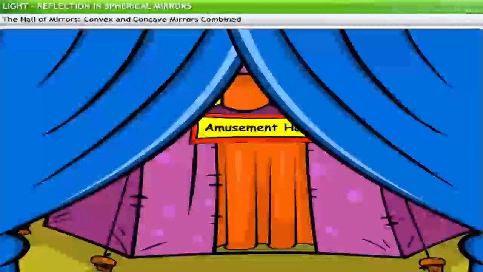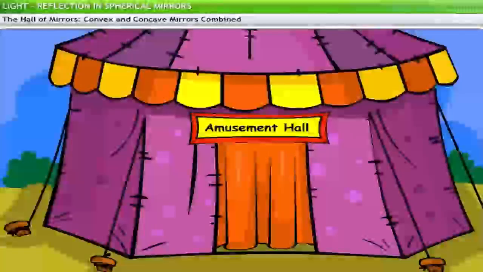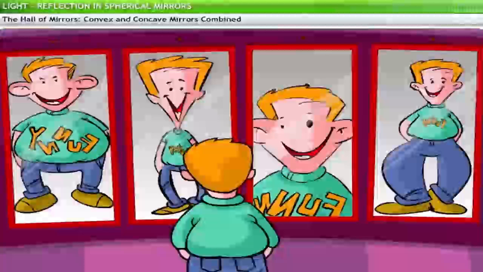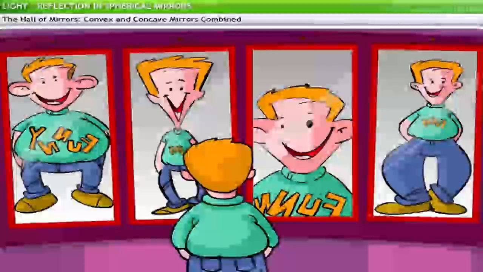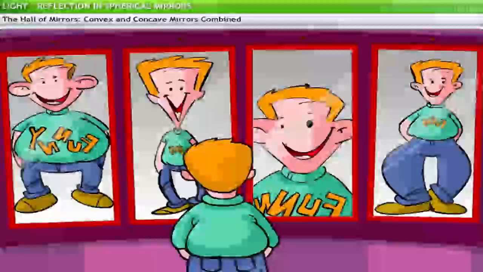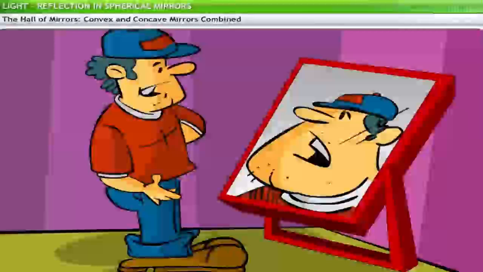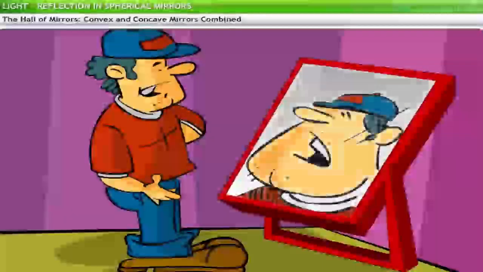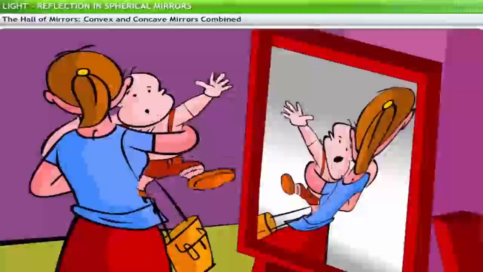Now, based on your knowledge of spherical mirrors, let's examine how these mirrors are used in amusement parks. The hall of mirrors that you saw earlier uses combinations of concave and convex mirrors to show funny, distorted images to the viewer. Concave mirrors are converging mirrors. They help us view enlarged images. Therefore, if you stand close to such a mirror, you will see a wider, fatter image of yourself. On the other hand, standing close to a convex mirror will make you appear thinner.